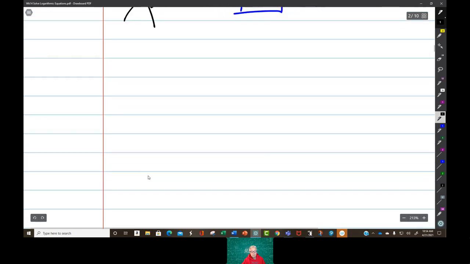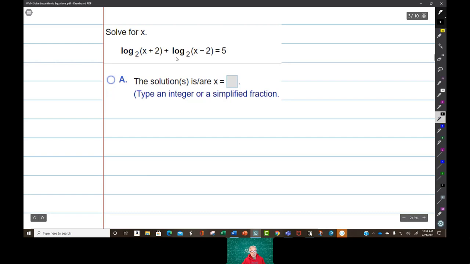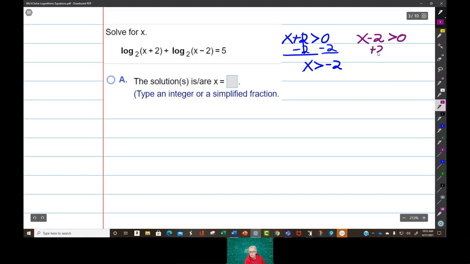So let's do another. But we're going to use the product rule again. All right, but let's check these arguments first. X plus 2 has to be strictly greater than 0. Subtract 2 from both sides, minus 2, minus 2. They'll have to have x being greater than negative 2. And then x minus 2 has to be strictly greater than 0. Add 2 to both sides. X is strictly greater than 2.